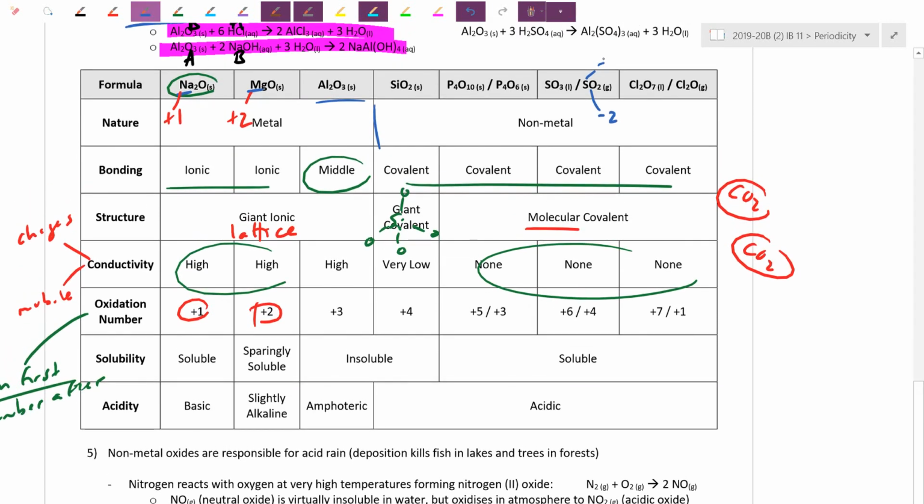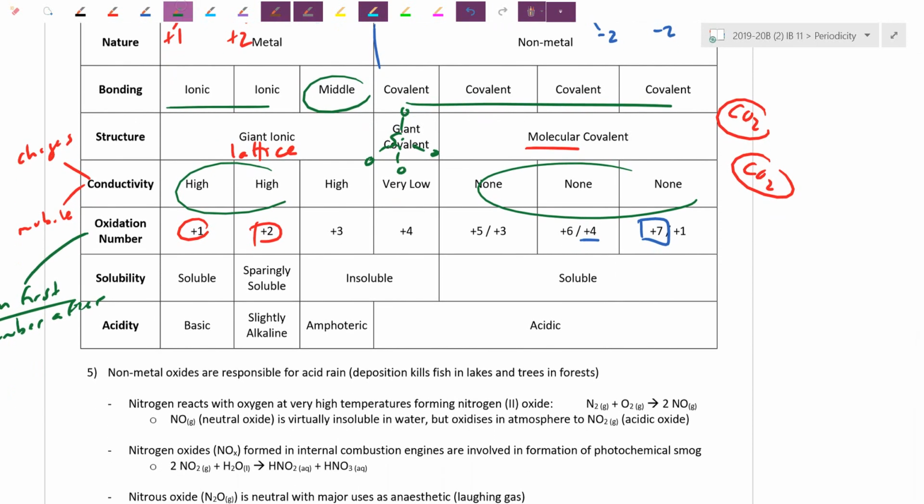You'll notice in all this here, I'm trying to do sign first and the number. Over here, Cl2O7, oxygen is -2, times 7 is -14, chlorine is +7. There's the sign first and the number. That's the oxidation state. It's kind of like this non-metal actually has this charge.